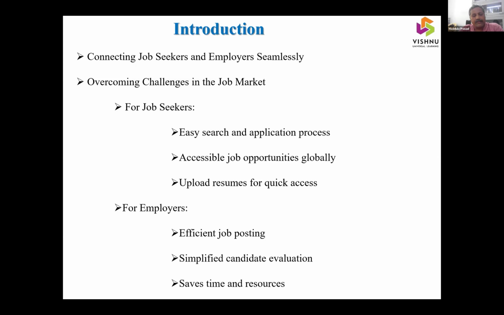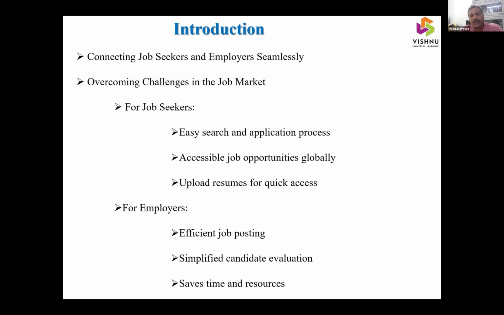At the same time, some advanced job mapper portals can facilitate services for both job seekers and employers. Job seekers can search for jobs, access job opportunities, and upload their resumes in the easiest way. Employers can post jobs and simplify candidate evaluation. With a very simple portal, the system can save time and resources.